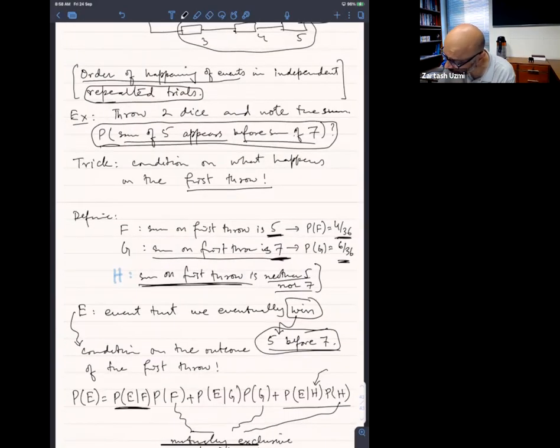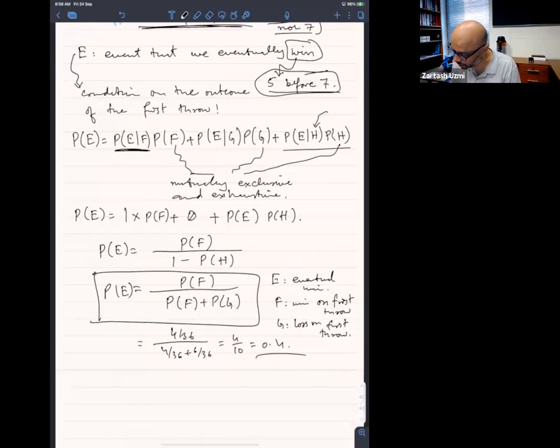क्यों? F के आने की possibility 4 by 36 थी on any given toss. G की possibility on any given toss is 6 by 36. It was more likely that 7 will come before 5. Why? Because on a given trial, 7 is more probable as compared to 5. And that is exactly what we have seen here.